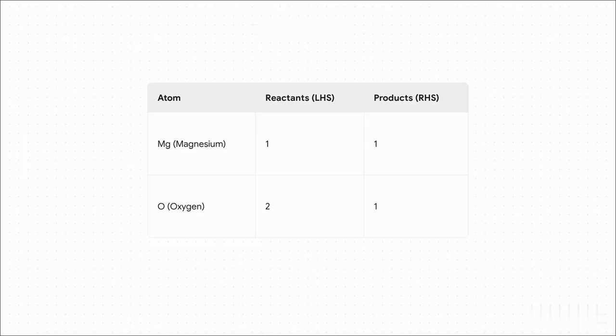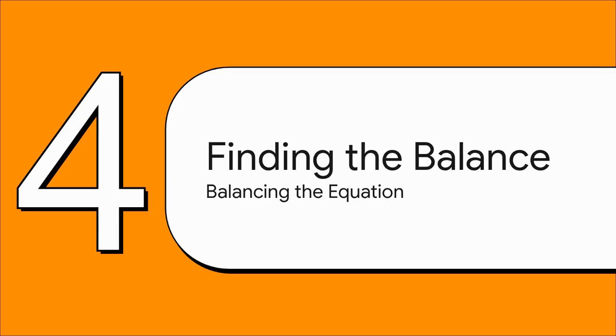But now look at oxygen. We start with two oxygen atoms on the left, but we only have one on the right side. Uh-oh, an oxygen atom has just vanished. That's not allowed. Our equation is unbalanced, and right now it's breaking that golden rule. So, how do we fix this? Well, we can't change what the chemicals are, but we can change the amounts. We have to adjust the recipe, basically, to find that perfect balance and make our equation tell the truth.